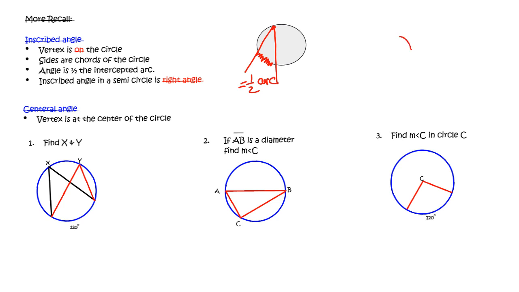But the central angle, if you have a circle, the vertex would be on the center of the circle. And with this central angle, it's equal to the intercepted arc. So the central angle is equal to the intercepted arc, but an inscribed angle is equal to half of the intercepted arc.